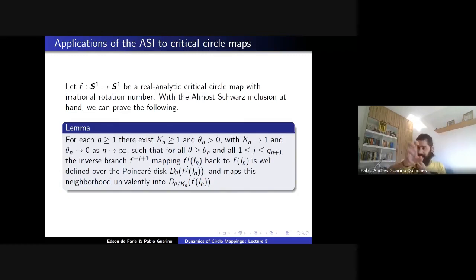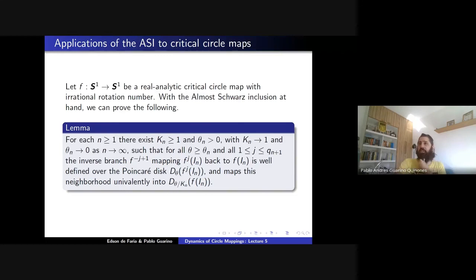Okay? This is an application of the almost Schwarz inclusion to the context of critical circle maps. And this lemma, the statement is just the same as in the book. It is not difficult to prove this. It's a straightforward consequence of the almost Schwarz inclusion. Precisely because these Poincaré disks are getting smaller and smaller, because the intervals of renormalization are getting smaller and smaller. So the error that you have, the loss of angle, is going to zero, okay? And this means something in terms of points. So now I can think about points in the Poincaré disk and try to keep track of these points in the complex plane, inside this little Poincaré disk, but in the complex plane.